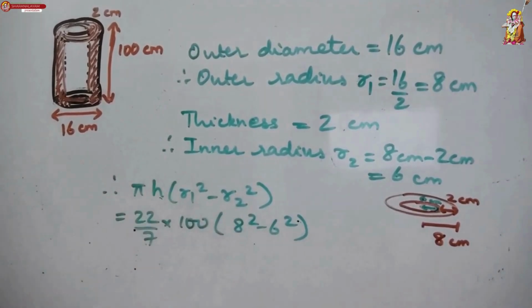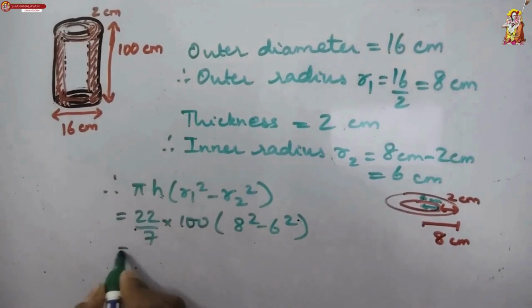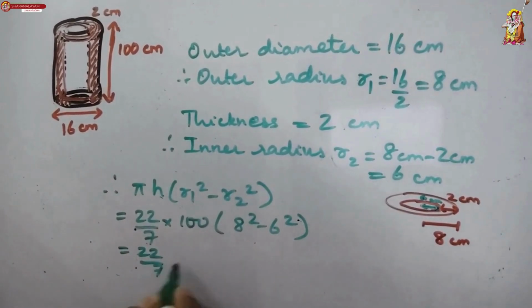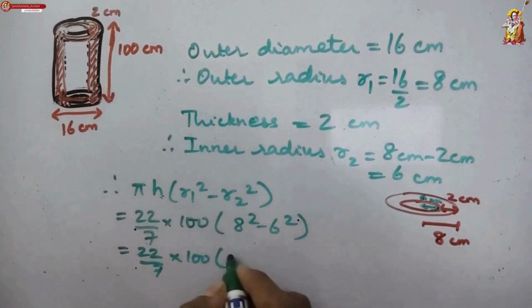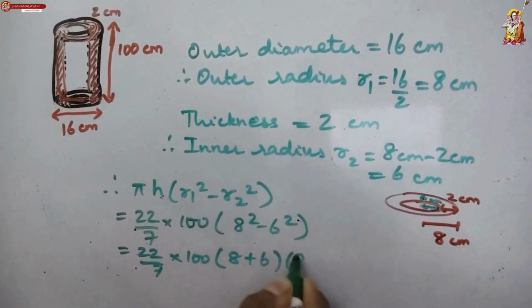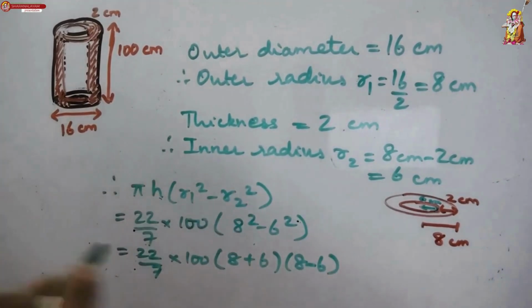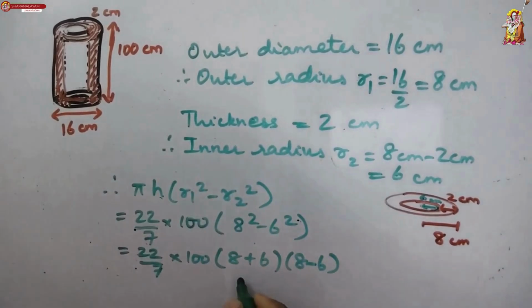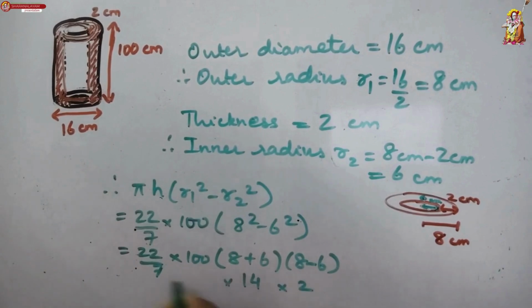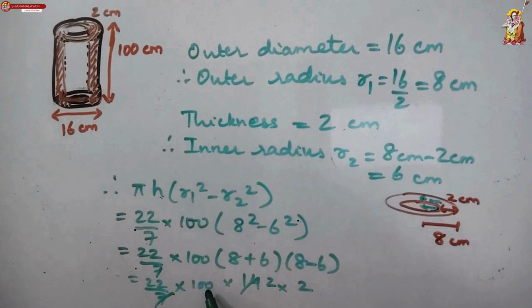7 fours are 28. Or we can do this 22 upon 7 into 100 into 8 plus 6 into 8 minus 6. A square minus b square equals a plus b into a minus b. So 8 plus 6 will be equal to 14, and 8 minus 6 will be equal to 2. So this gives you 22 upon 7 into 100 into 14 into 2. 7 2s are 14. So 22 into 100, 2200.